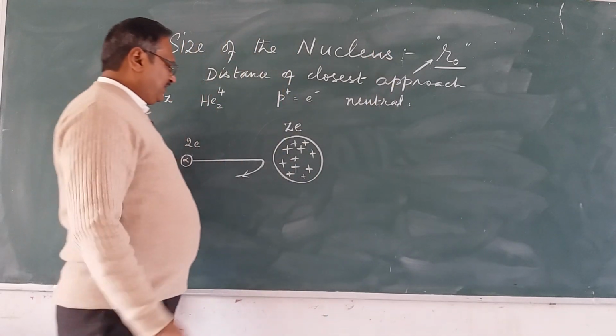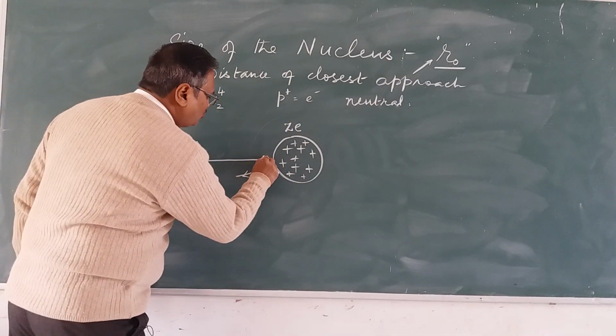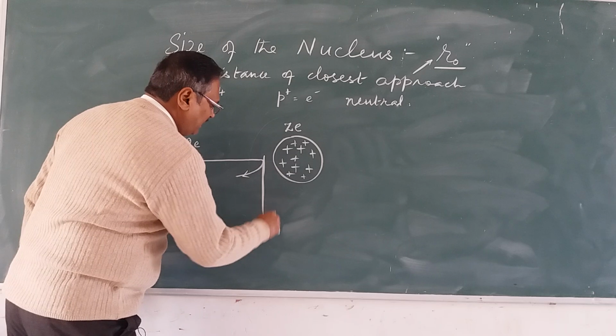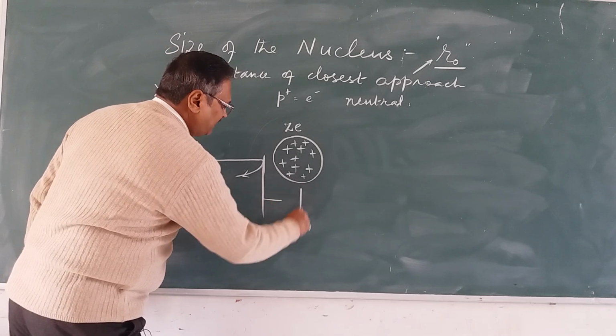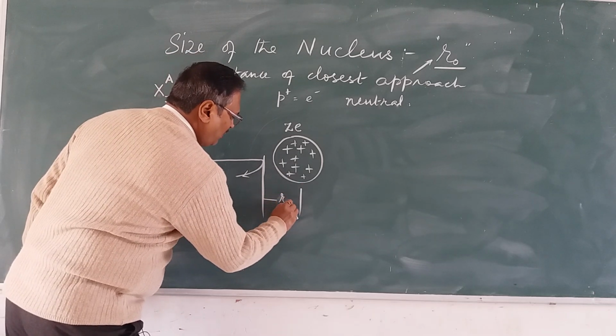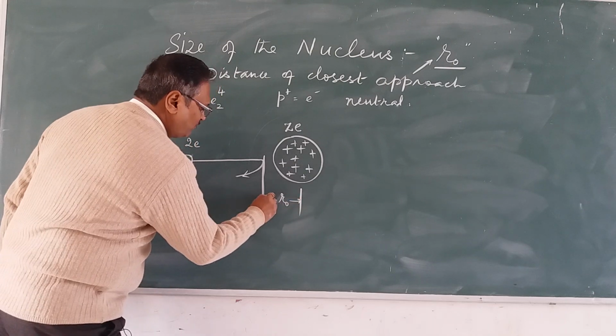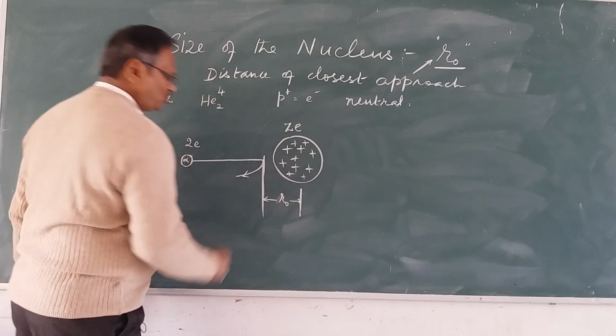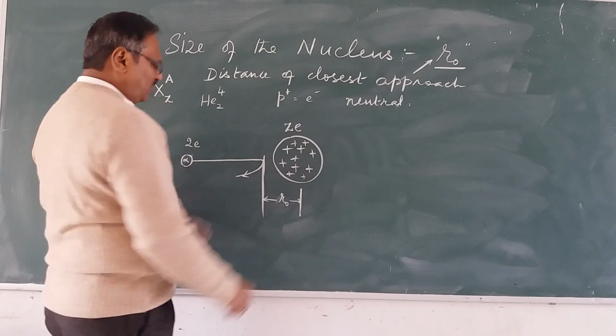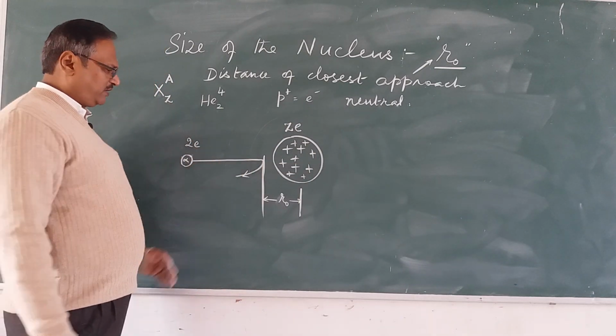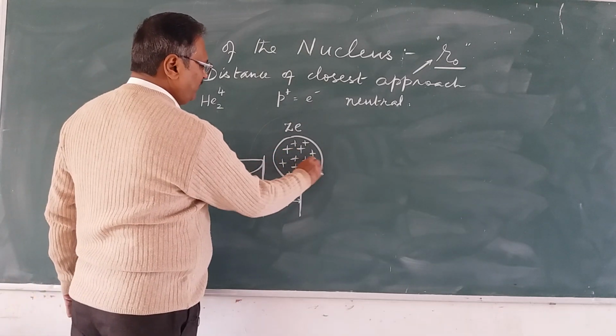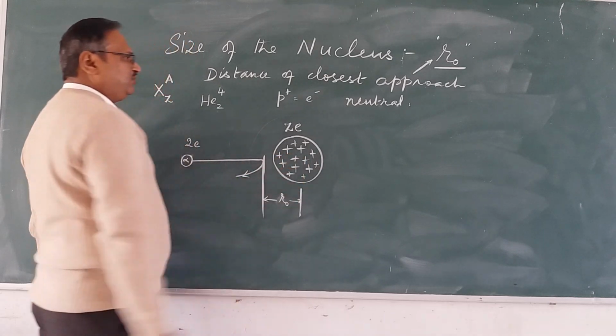Fine. Now this is coming to the closest approach, and this distance we will call R0. R0 is the distance of closest approach. From this I can find the nucleus. It is going very close, and if I calculate that I can find the size of the nucleus.